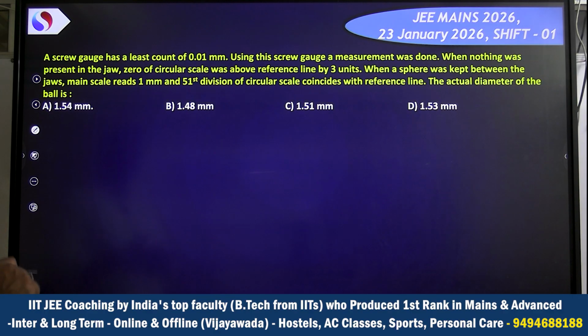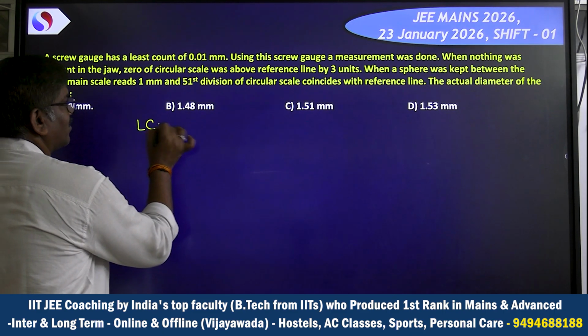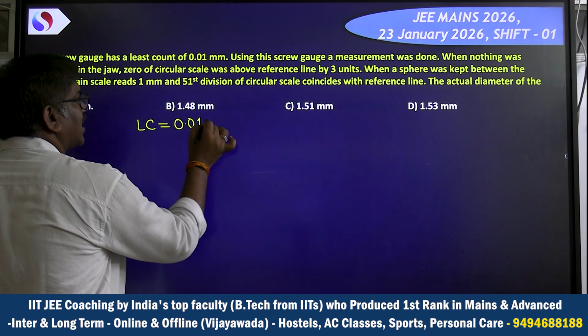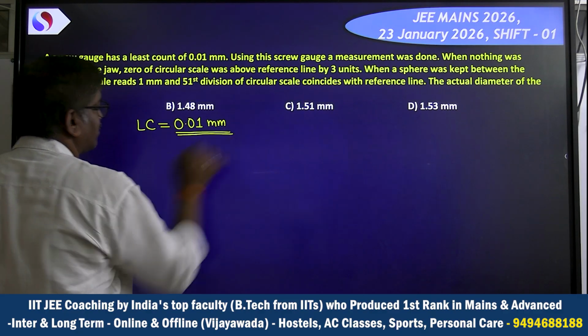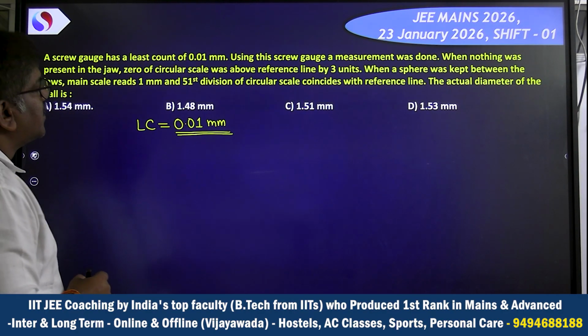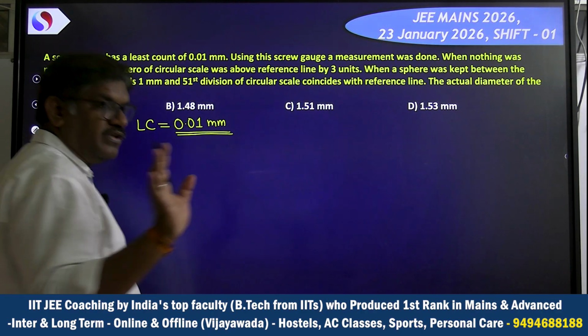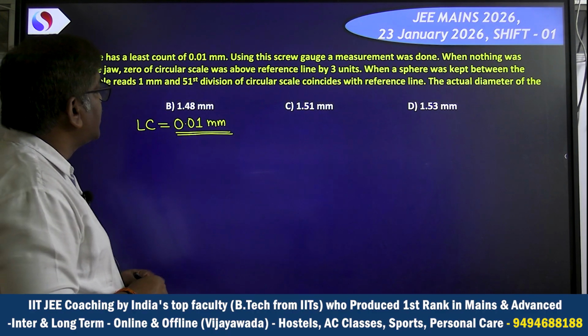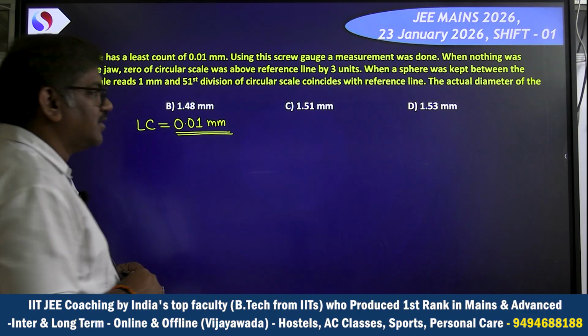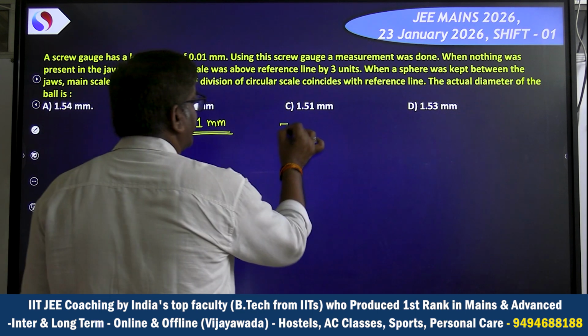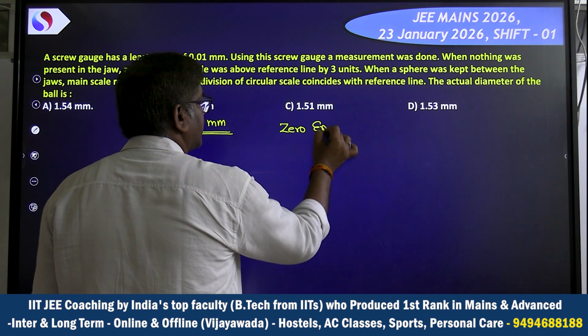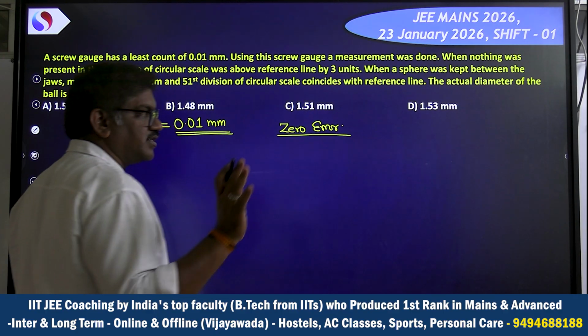Screw gauge. Fine. So the question is from the measuring instrument, the screw gauge, which has the least count. So least count is directly given to you. No need to calculate it by number of divisions and all. Using this screw gauge, the measurement is done. When nothing was present between the jaws, the circular scale and reference line are not matching. That means it is having zero error.